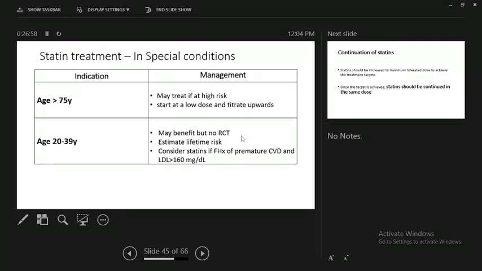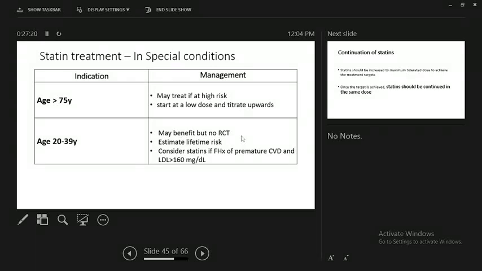Otherwise, routinely in patients above 75 years, you don't check the lipid profile, because if they can live up to 75 years, you don't do the risk assessment. Routinely, the guidelines do not recommend it unless they have high CV risk already.